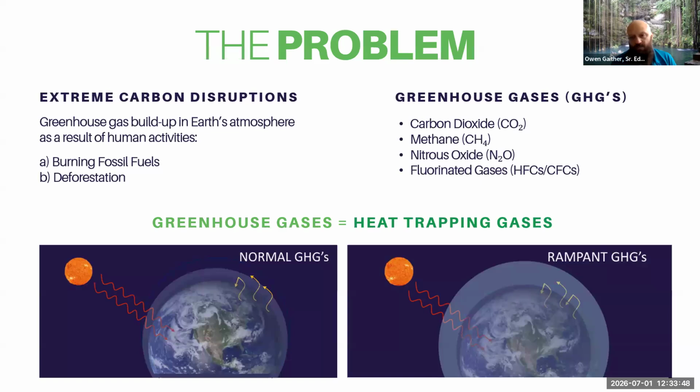So if you're in your living room, you have one blanket on, you're a little chilly, you put a second blanket on, what happens? You get a little bit warmer, right? What happens if you put a third or fourth blanket on, a fifth blanket on? Then you're starting to overheat. As we burn more fossil fuels and release more greenhouse gases, we're putting more and more blankets onto the atmosphere, trapping more and more heat in. Okay, and that's what we call extreme carbon disruptions.